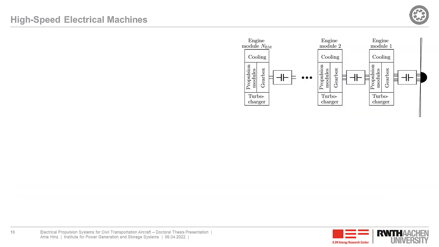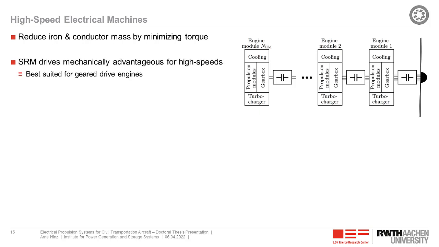The gear drive engines will require a high-speed electrical machine, since for a given mechanical power, we can reduce the iron and conductor mass by reducing the torque and hence increasing the speed. For this, the switched reluctance machine is best suited as it has mechanical advantages, since the rotor has only bare iron on it, and is therefore suitable for highest mechanical loads.